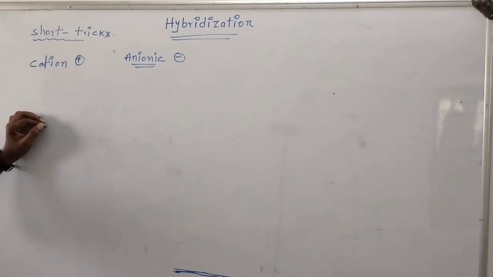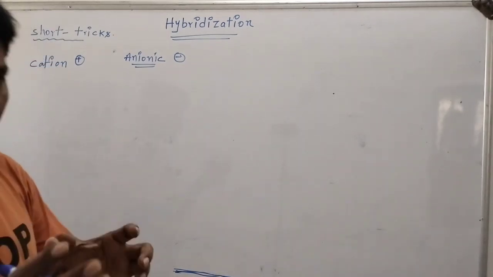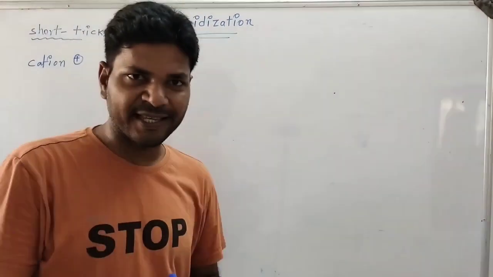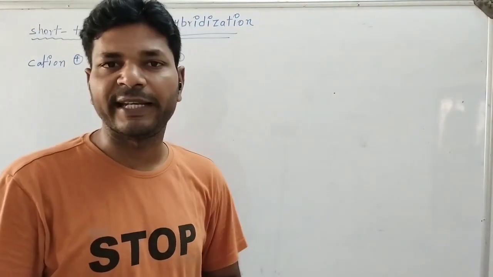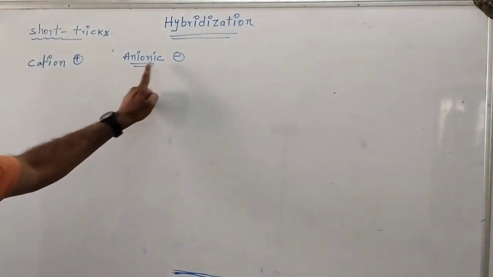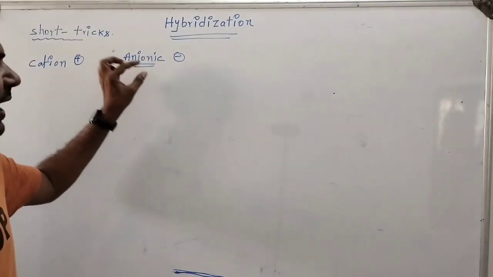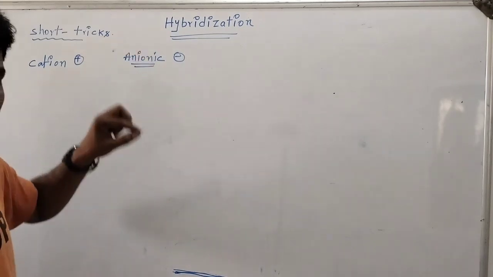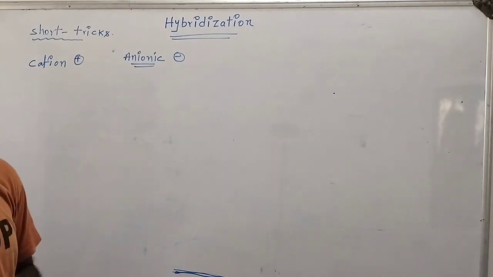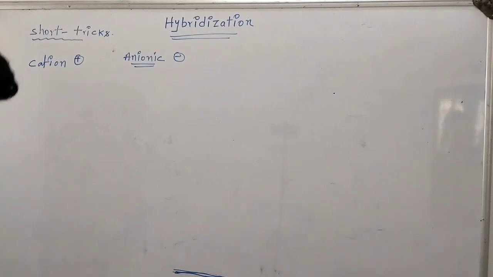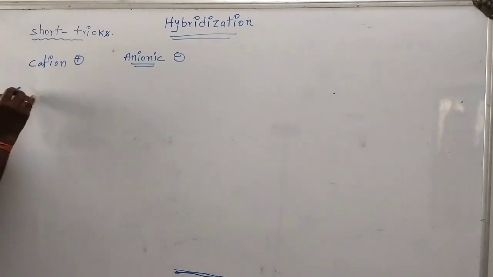Contains negatively charged particles. So for all the cationic species, what is the charge carried by the species? That many electrons we need to erase. Negative species are anionic species. So what is the charge carried by the anion? That many units of electrons need to be added to the anion.